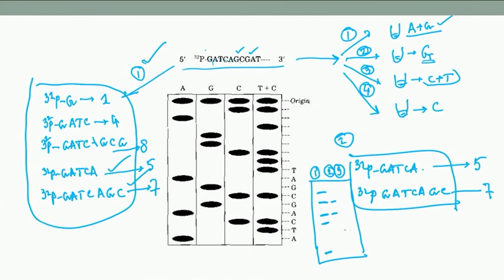So there will be a band here, that is due to GAT, because it is a C specific cleavage, and there is a T specific cleavage also, because it is C plus T. So you will get 2 also. So you will get another one here, and then if there is any other C, yes, there is another C here.